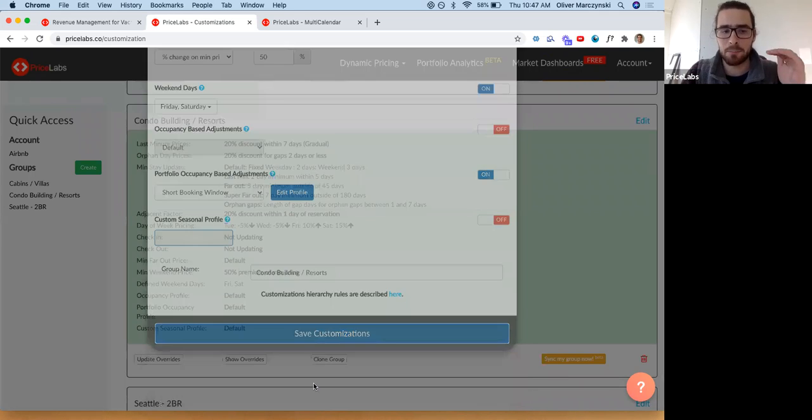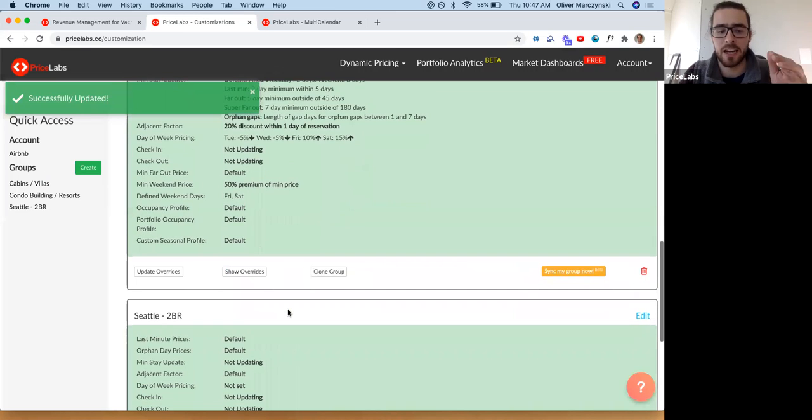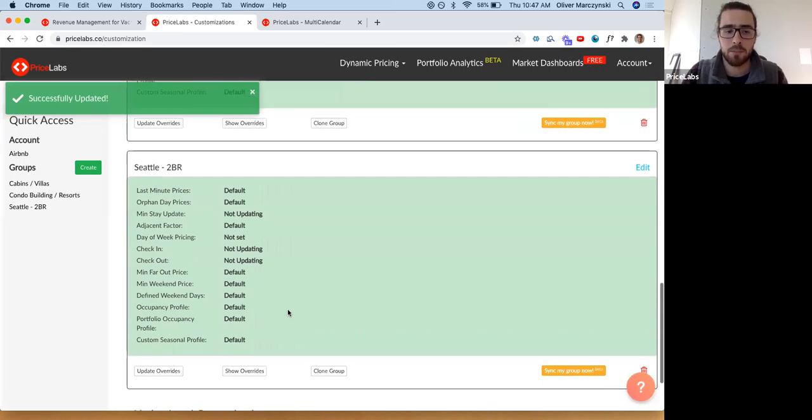And then the last thing to mention on these groups: let's say you were managing things by location, so all of your 2-bedroom listings in Seattle. If you ever need to make an override, it's extremely easy to do that on the group level. You could say, hey, for all of my 2-bedroom listings in Seattle, you can click update overrides here.